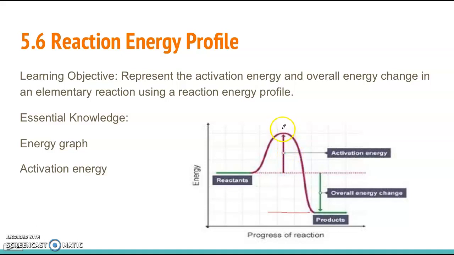You also want to know that the top of this hill is what we call the transition state, and that's just a state in between the reactants and the products. We'll see this in Unit 6 too, but the overall energy difference between reactants and products is going to be the energy change, or the enthalpy change, for the reaction. But we'll talk about that more later.